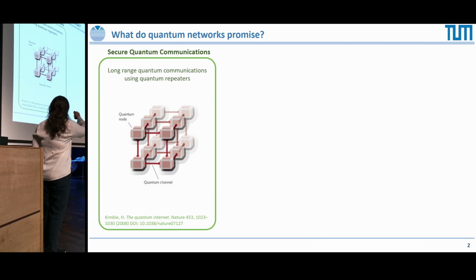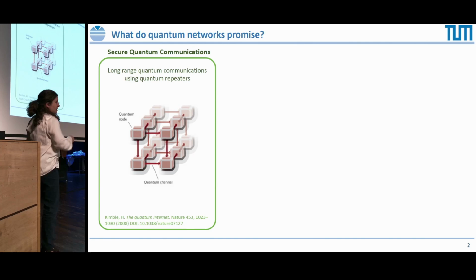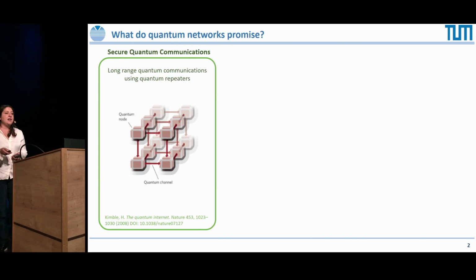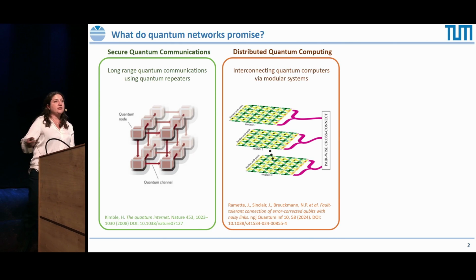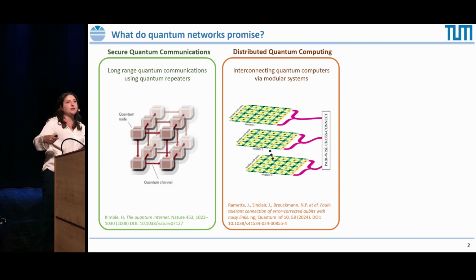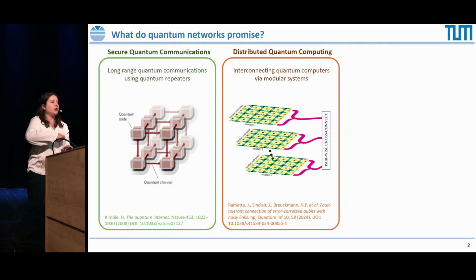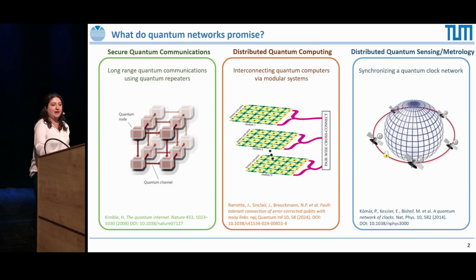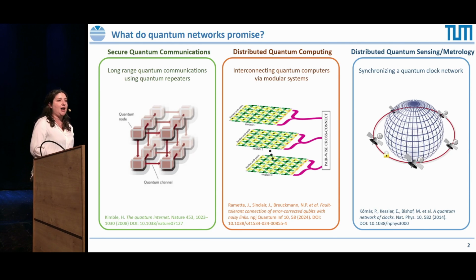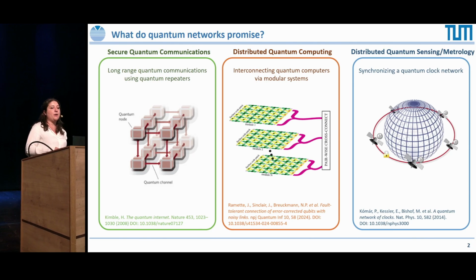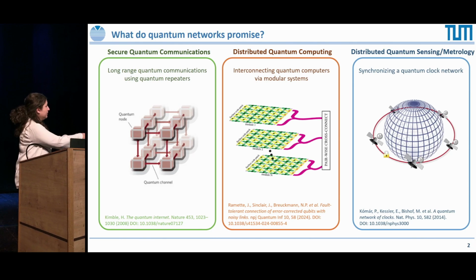The first one is to have long-range secure quantum communications using diamond-based quantum repeaters. The second one is distributed quantum computing: you know that we will have quantum computers and we will want to interconnect them. The third one is distributed quantum sensing and metrology. For instance, here I'm showing an example of how synchronizing a quantum clock network could look.